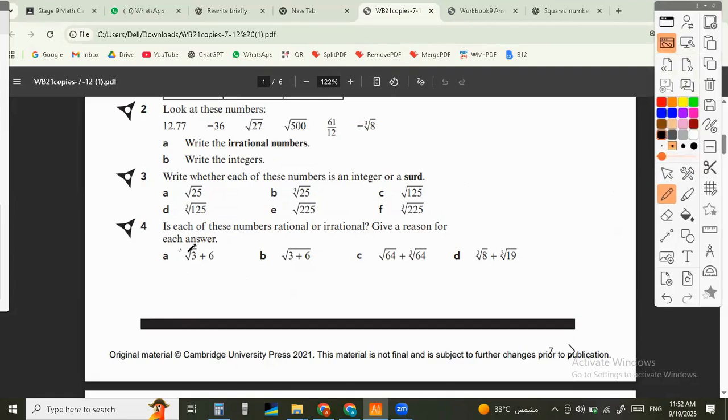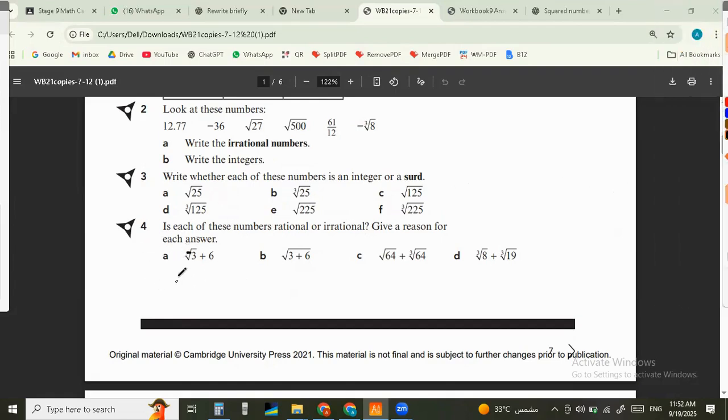Good. All right. Is this rational or irrational? Mister, it is irrational. Why? Because I have the square root of 3, which is irrational. Here, square root of 3 plus 6. Is it rational or irrational? It is rational, mister. Why? Because it's the square root of 9. Square root of 3 plus 6 under the same root is the square root of 9, which is just 3, positive or negative 3.